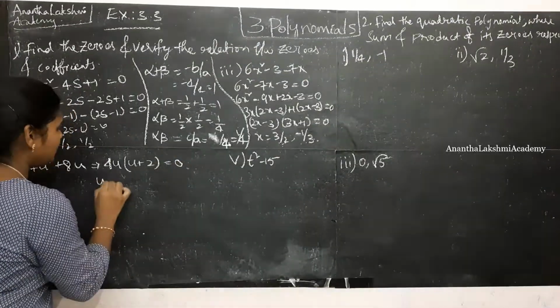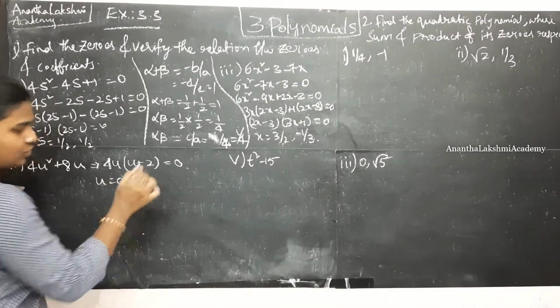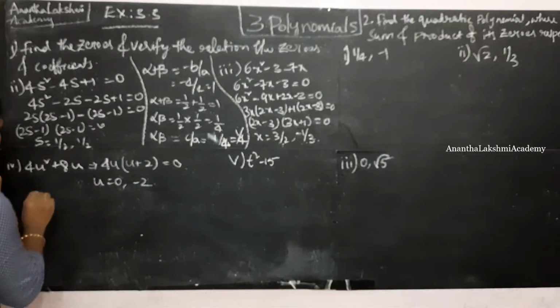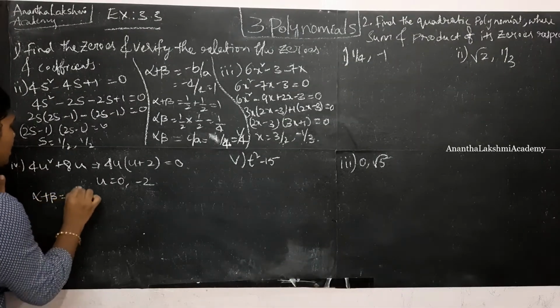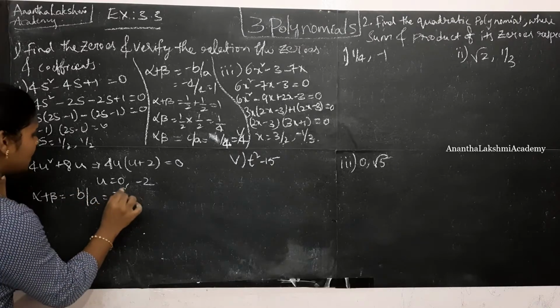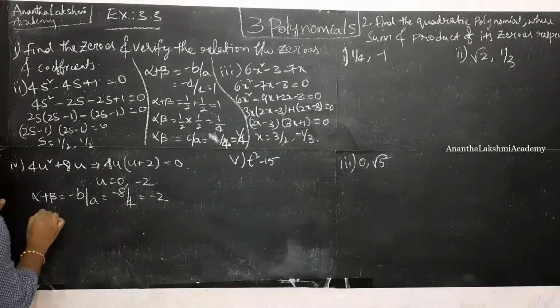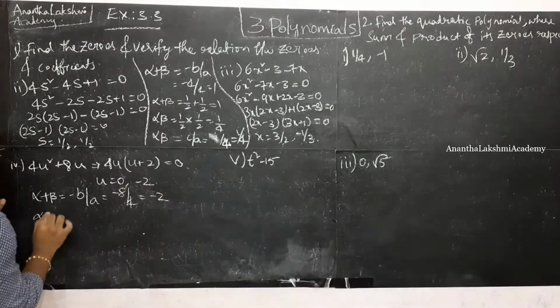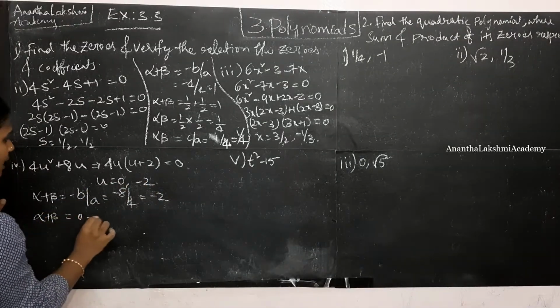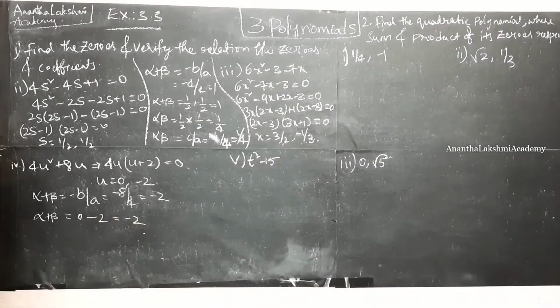This indicates that u is equal to 0 or minus 2, isn't it? So alpha plus beta is equal to minus b by a, which is minus 8 by 4, equal to minus 2. What is our alpha and beta? 0 and minus 2. 0 minus 2 is equal to minus 2.